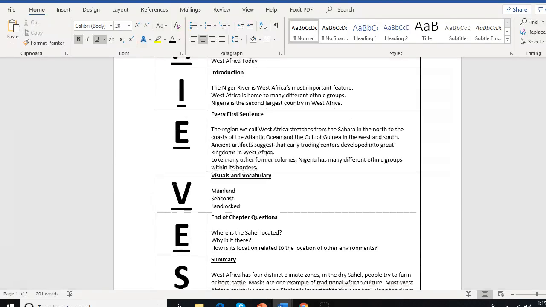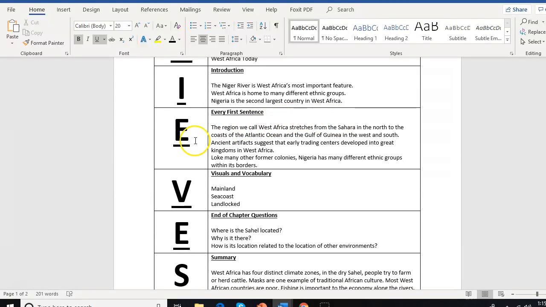So the students are using this template to find important information that they can either gain background knowledge before the unit begins, or if they've already studied the unit, they're going back and they're looking at the important topics that they learned about and the important ideas, and they're writing those down for studying. So under E, every first sentence. So this is the first sentence from the 3 sections.